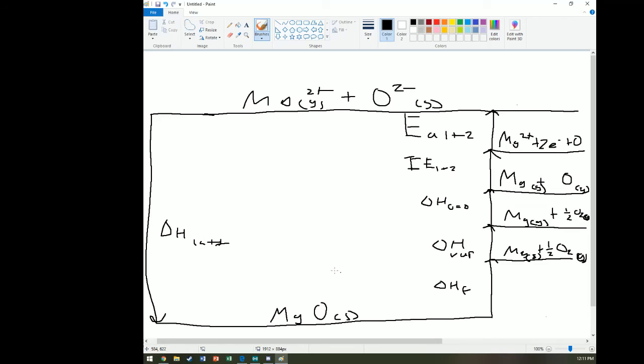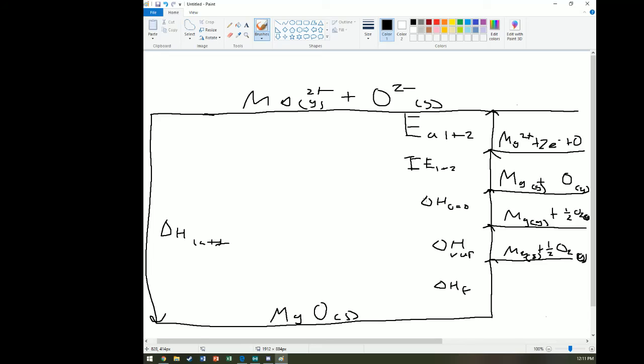And then you see to calculate the delta H of the lattice, all you have to do is go around the loop. Now, what if you wanted the electron affinity? Well, you would start from here, go down, and then climb your way up the loop. If you go down the loop, just remember the sign is negative, and if you go up the loop, it's positive. That is generally how I like to do things. But just keep your directions consistent.